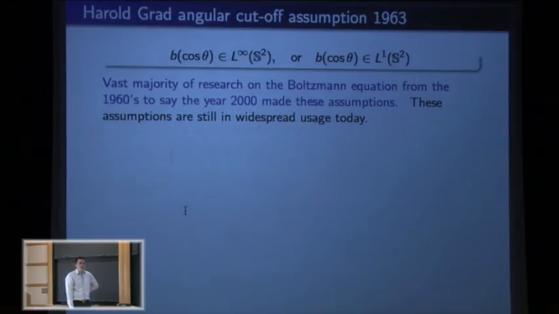And there was, at that point, an assumption that was made. You could either make the assumption B is in L infinity or B is in L1 on the sphere. And both of these assumptions are dramatically violated by the physical model that we were talking about a minute ago. I'm overgeneralizing, but I'm also making a true statement that the vast majority of research on the Boltzmann equation from the 1960s to approximately the year 2000 made these assumptions.